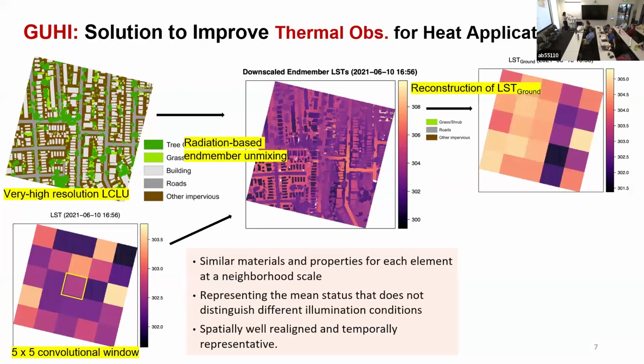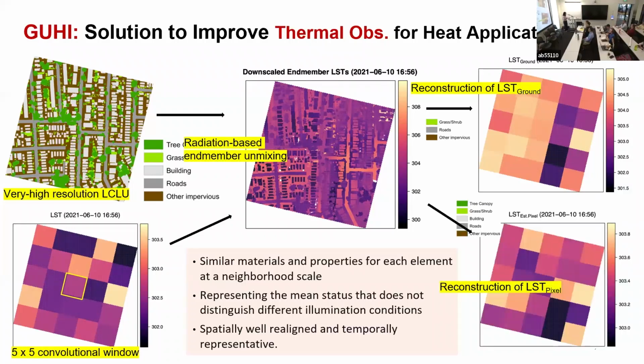Then we reconstructed the LST underground, accounting only for the roof, the imperviousness on the ground, the roads, and also grasslands, which are directly related to human activity. And then for comparison, we reconstructed the LST at the pixel level, including roofs and tree canopies.